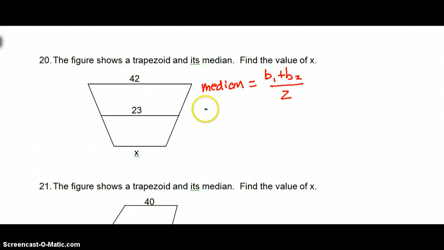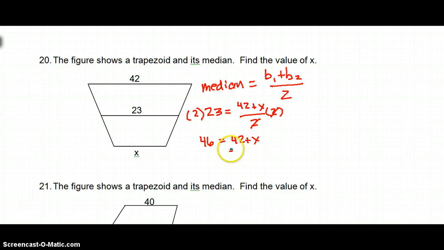So the median is 23, and that equals base 1, which is 42, plus base 2, which is x, divided by 2. Now to solve, I'm going to go ahead and multiply both sides by 2. That'll get rid of this denominator. Over here I've got 46 equals 42 plus x. I'm going to subtract 42 from both sides. And that'll be 4 equals x.